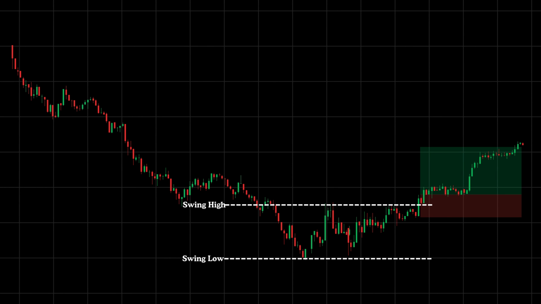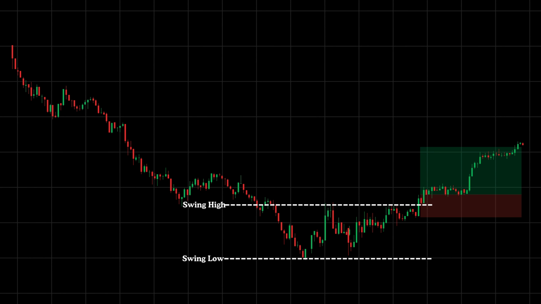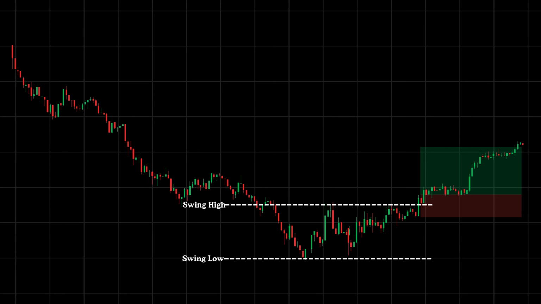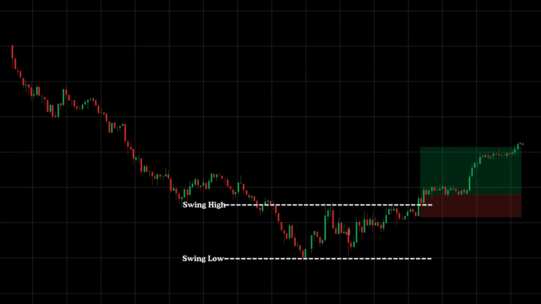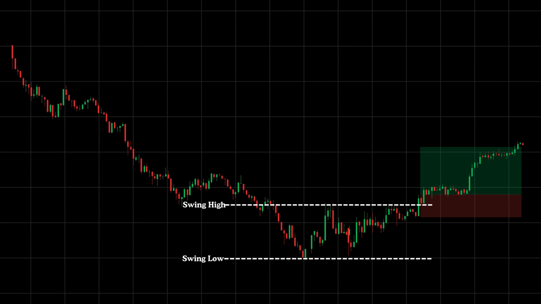By analyzing the chart this way, you can plan entries and exits in the double bottom pattern purely on price action. That's it, traders. Thanks for watching.